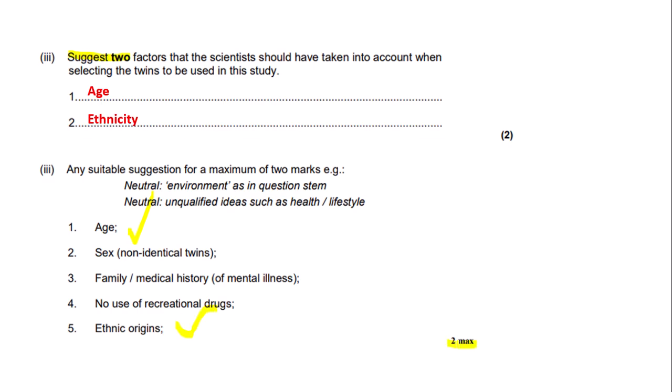As the question says 2 marks, if you put more than 2 points in your answer, you do not get more than 2 marks. You can only get a maximum of 2. In the mark scheme also it says here neutral environment, as in question stem, and neutral unqualified ideas such as health or lifestyle. So these are still technically right, however they are not specific enough. And obviously it says neutral environment, as the question wants you to suggest your own ideas.